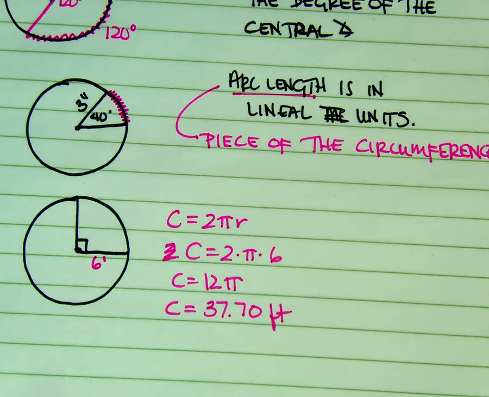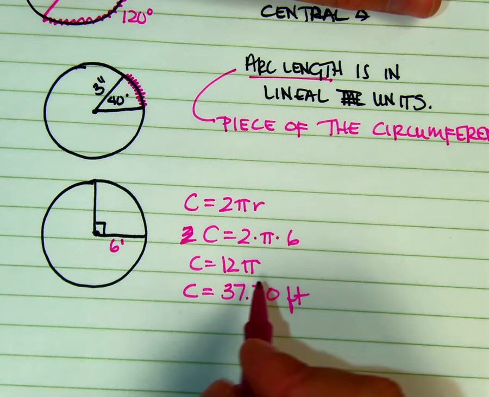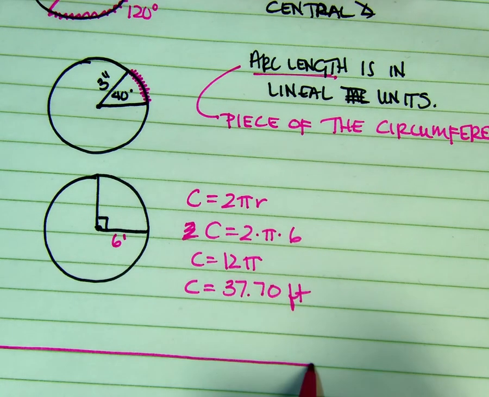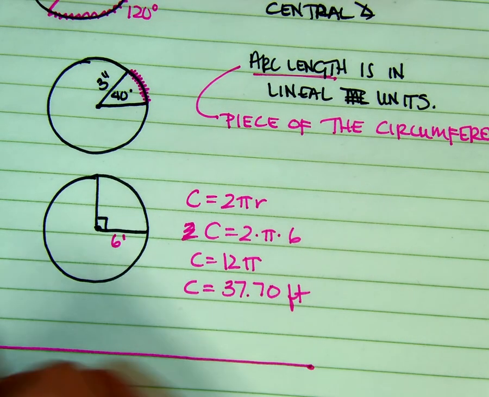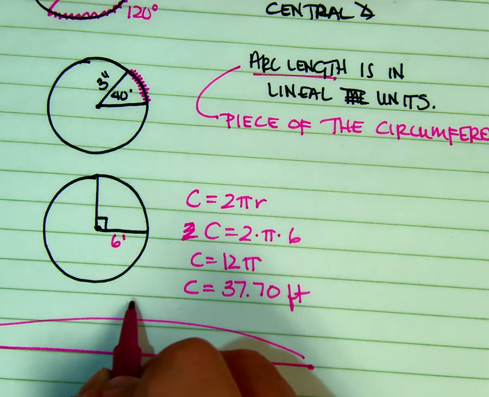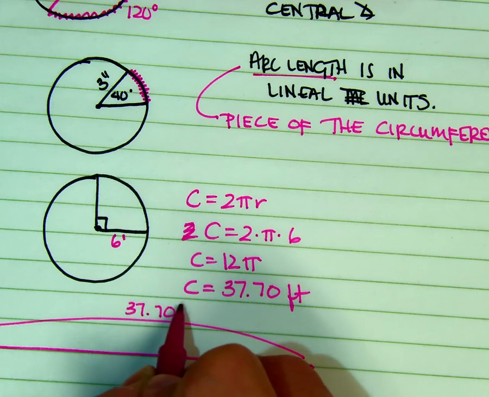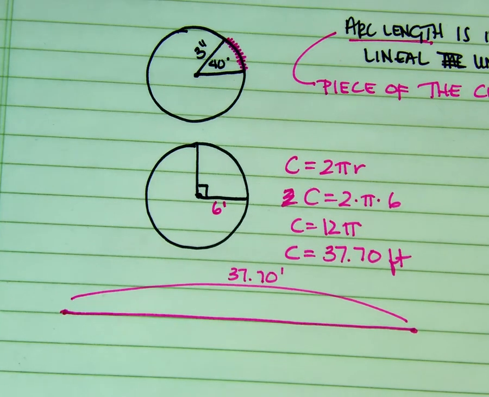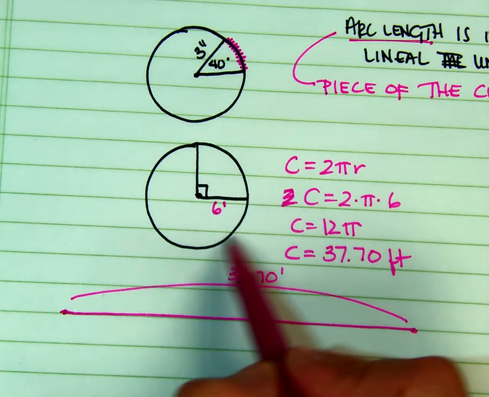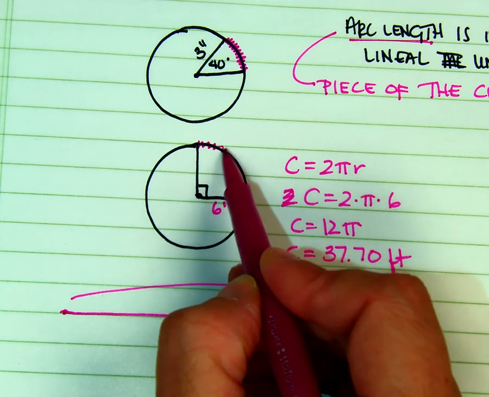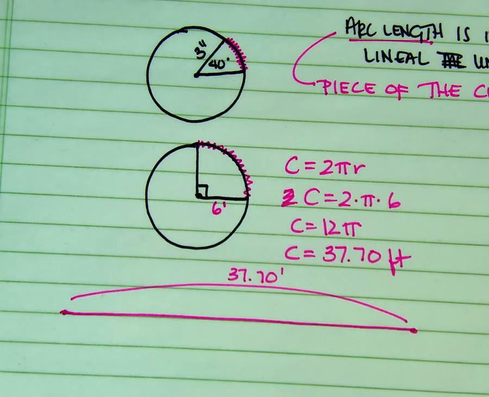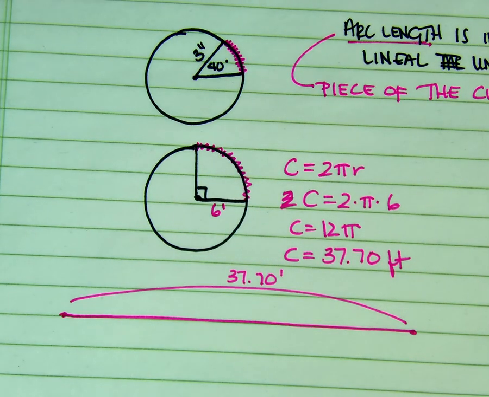So I don't want the whole circumference. So think about if I were to take like a piece of yarn and wrap it all the way around the circle, and let's say that this is 37.70 feet of yarn. I don't want all of the yarn, I want this much of it. So a lot of people will see that as a quarter. So I'm looking for a quarter of it or a fourth of it.